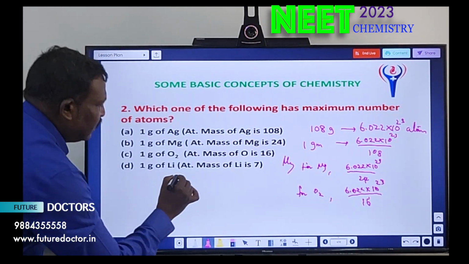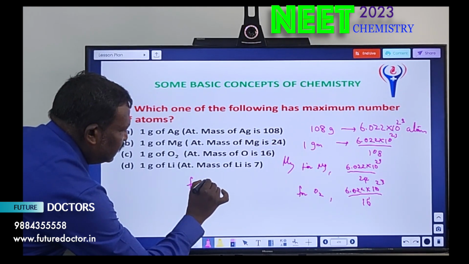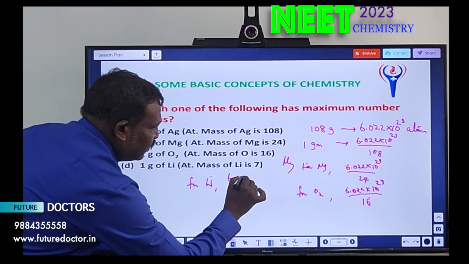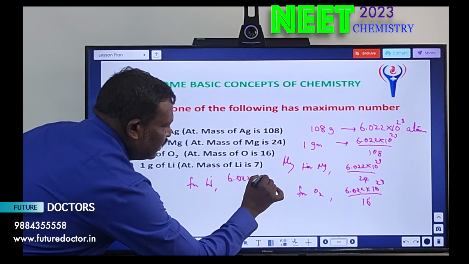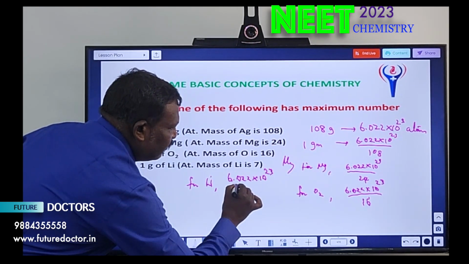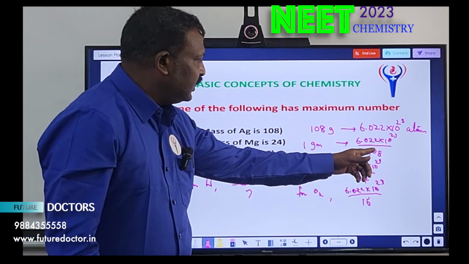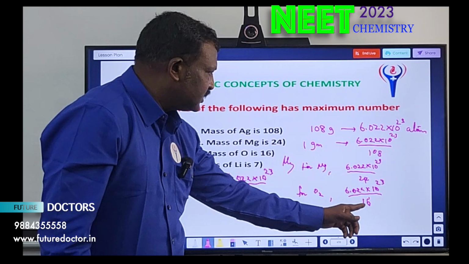Likewise, for lithium, as usual, 6.022 into 10 power 23 by 7. Understood? So here 108, here 24, here 16, here 7.